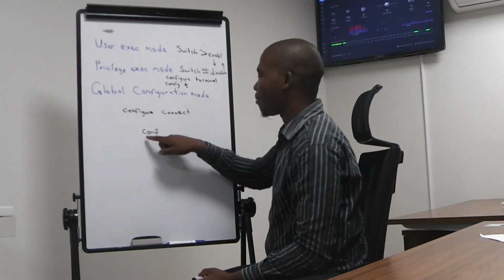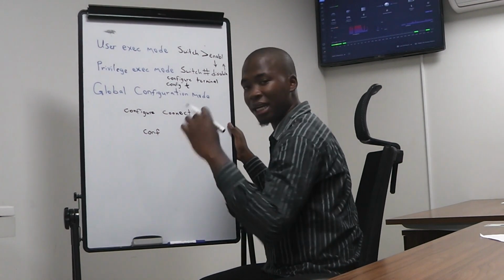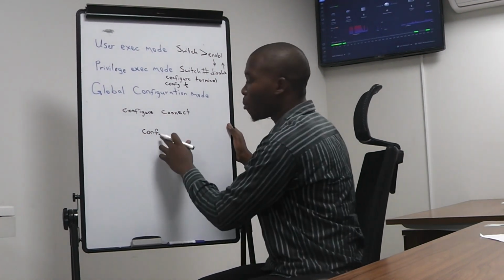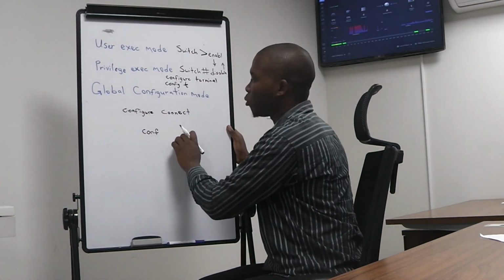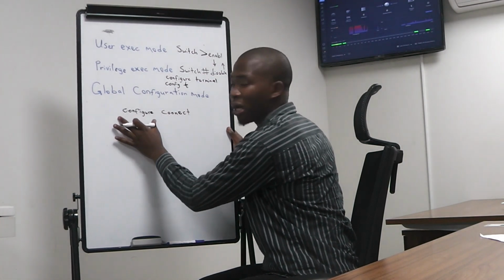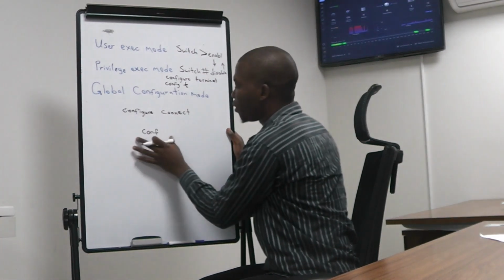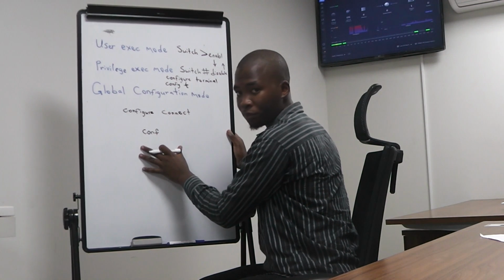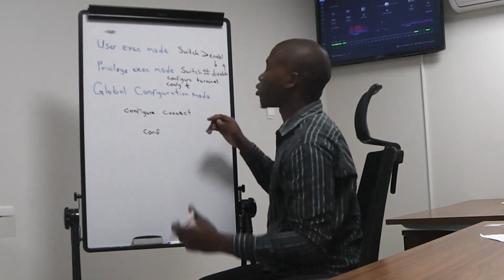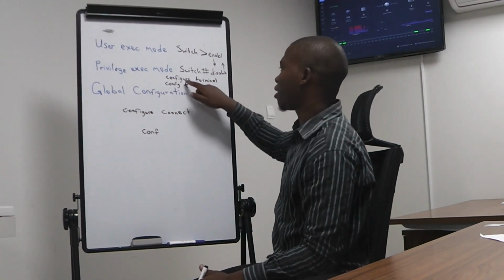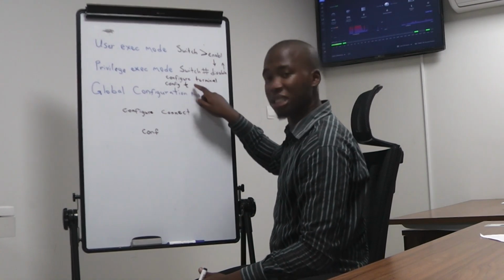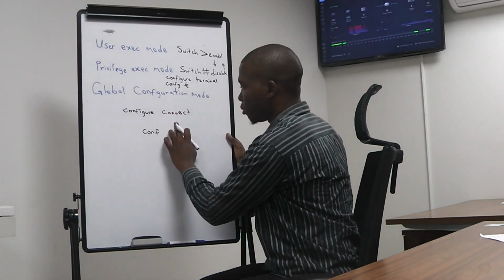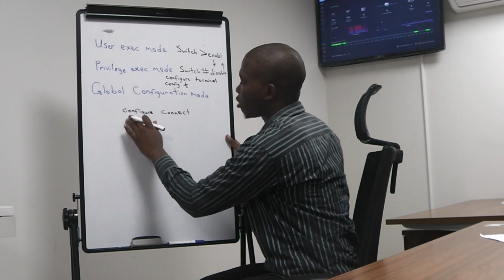So if I type CONF, now if I click on the tab key, it will complete the word for me and it will recognize that I am trying to enter configure, so it will fill in the word and complete it for me. Now, coming back to what I was explaining, that instead of configure terminal, I can just type config T.